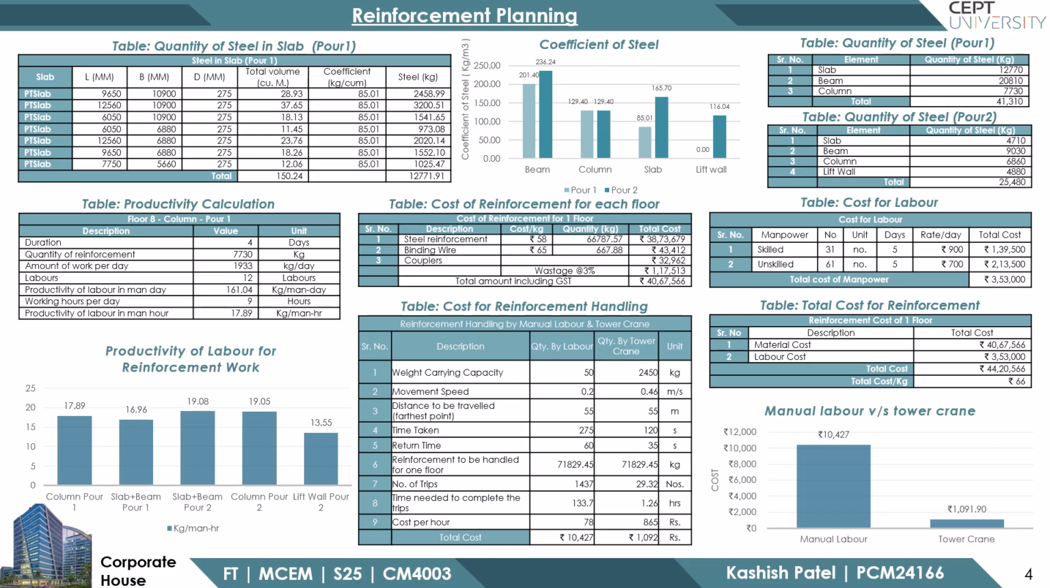Here, we have also shown total quantities of steel for pour 1 and pour 2 along with labor productivity of each element. Total reinforcement cost includes material and labor costs. Cost comparison for using manual labor versus tower crane for handling of reinforcement is also provided.